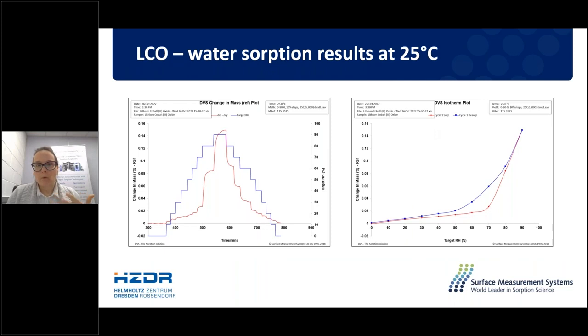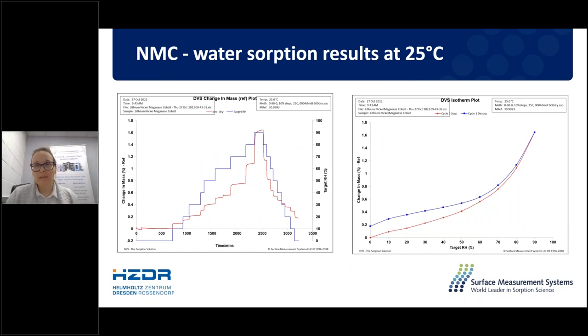We measured the water sorption of these lithium metal oxides and the graphite sample. First, here's the water sorption curve at 25 Celsius of lithium cobalt oxide. You can see the water uptake is quite low, and after the desorption, the sample mass goes back to the initial value. So this water sorption is a reversible process.